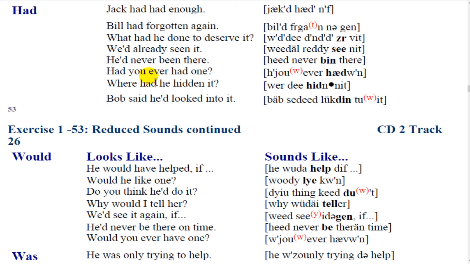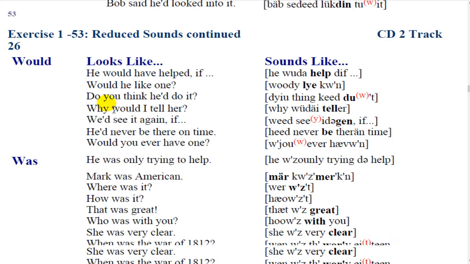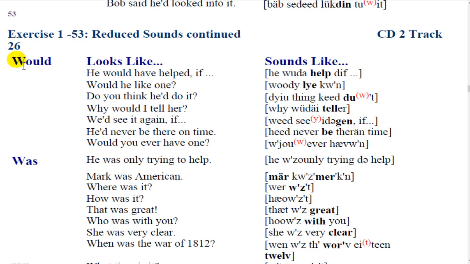Had you ever had one? Where'd he hidden it? Bob said he'd looked into it. Would. He would have helped if. Would he like one? Do you think he'd do it? Why would I tell her? We'd see it again if. He'd never be there on time. Would you ever have one?